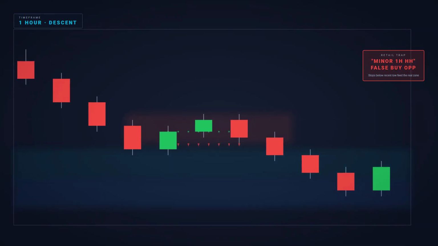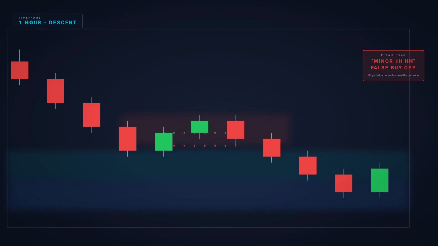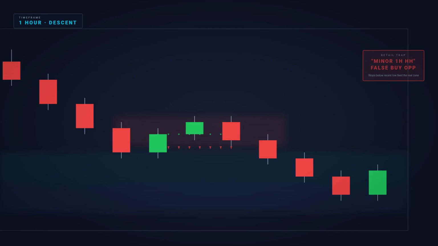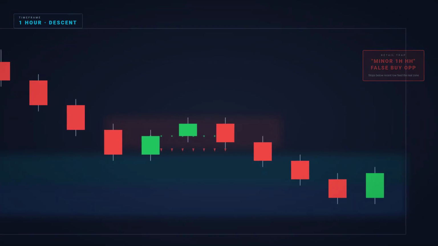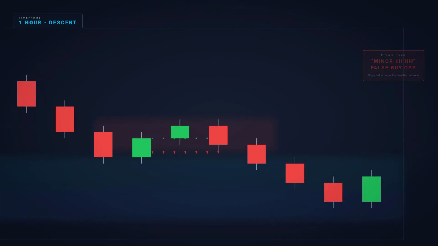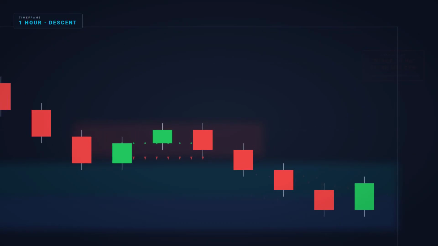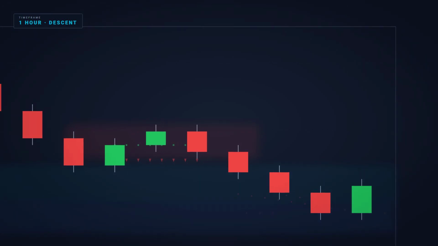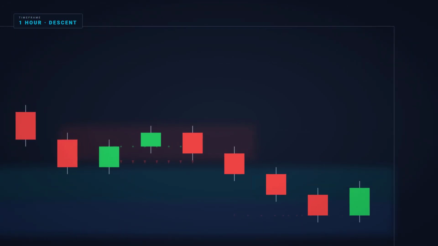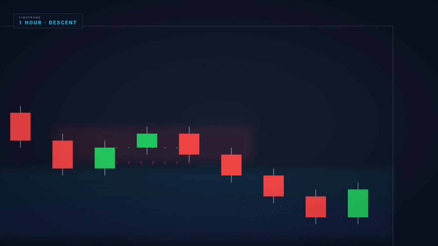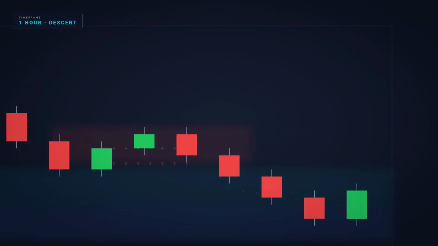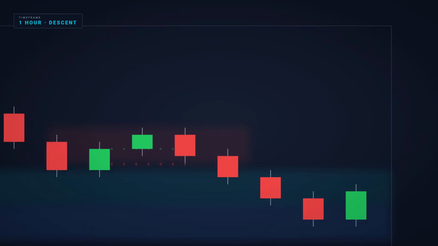But look at the distance between where that minor bounce ended and where the actual order block and FVG zone sits below. The pullback from that minor bounce is going to make new lows. It's going to continue lower toward the zone. And as it does, every stop loss from every trader who entered that premature 1-hour bounce will be triggered.